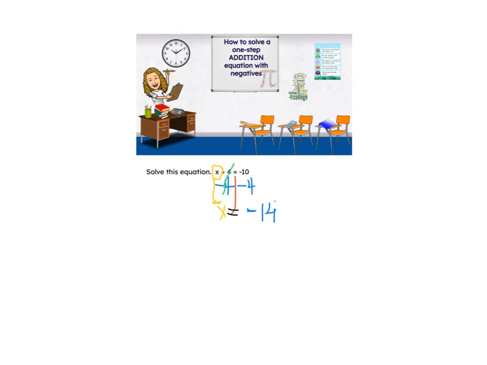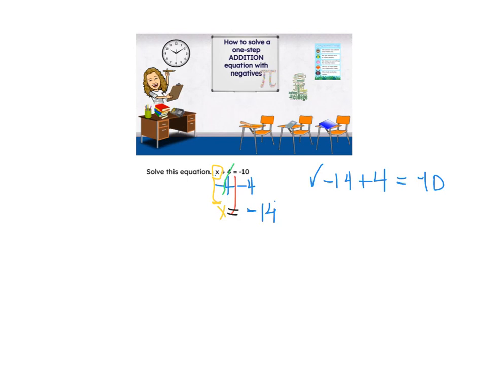And just like we've done in previous problems, we can always check to make sure that our answer is correct by replacing the x in the original equation with a negative 14. So if we have negative 14 replaced in the x place, plus 4, I want to solve this equation. So I owe $14, and I have $4 in my pocket, so really I'm only going to owe $10.